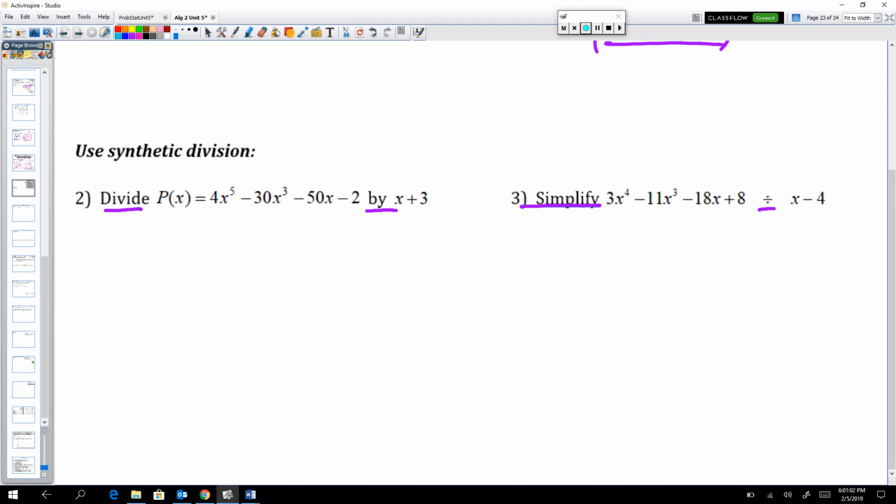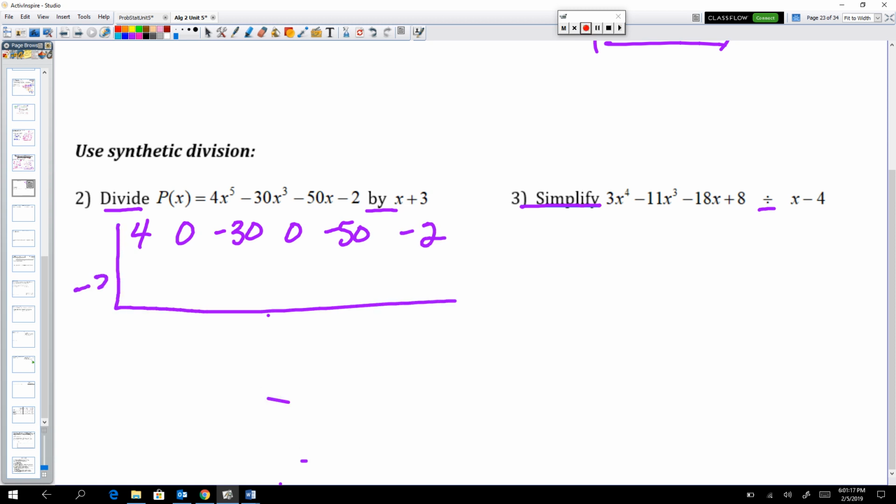Okay? So let's go ahead and use synthetic to do this. I'm missing some exponents here, so I've got a 0 placeholder and another 0 placeholder. Okay. And I'm going to get this set up for you. I would like you to pause the video and try this out, and then restart the video to reveal the answer and the work, okay?